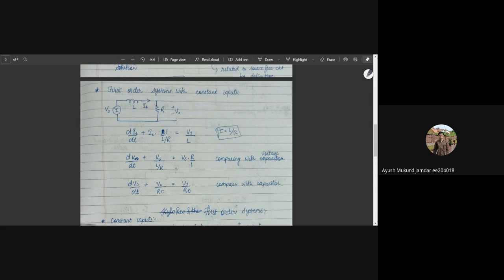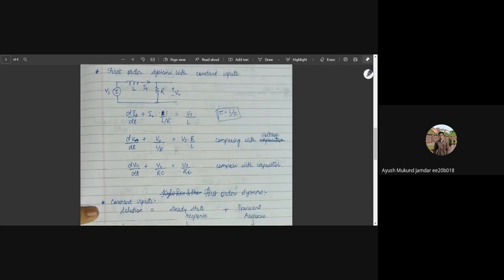Instead of IL, if I write another equation in say VL, dVL/dt plus VL times R/L equals Vs times R/L. And on comparing with the capacitor equation, which is dVc/dt plus Vc/RC equals Vs/RC, we get that the circuit is the dual of what the capacitor circuit was, just with a changed time constant, where instead of RC, the time constant is L/R. Most of the things will remain the same.